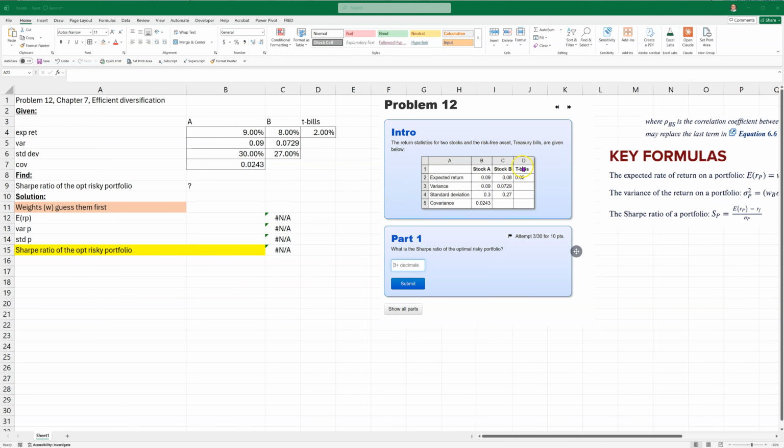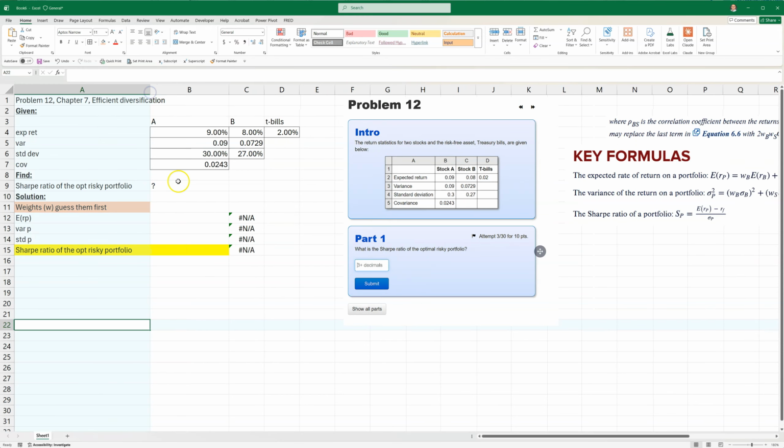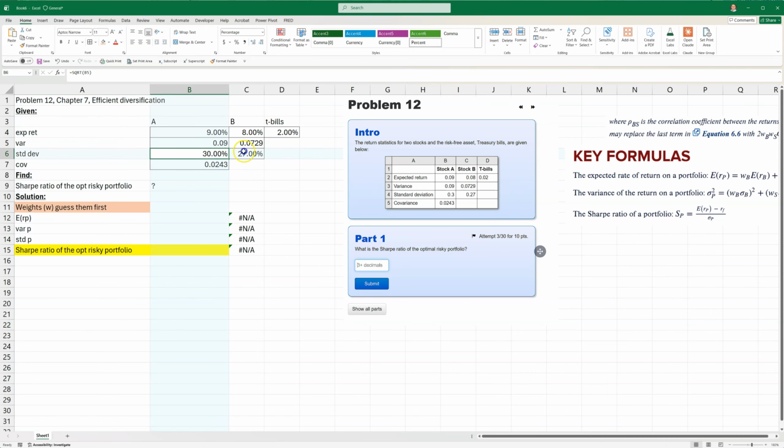So what I did, to save time, is I took all this and put it in here. That's something you guys can do very easily on your own. I just took these numbers and put them in here. I put these in as percent because it's easier, but you could put them in a decimal. It's the same thing. So first thing is you're going to guess the weights.